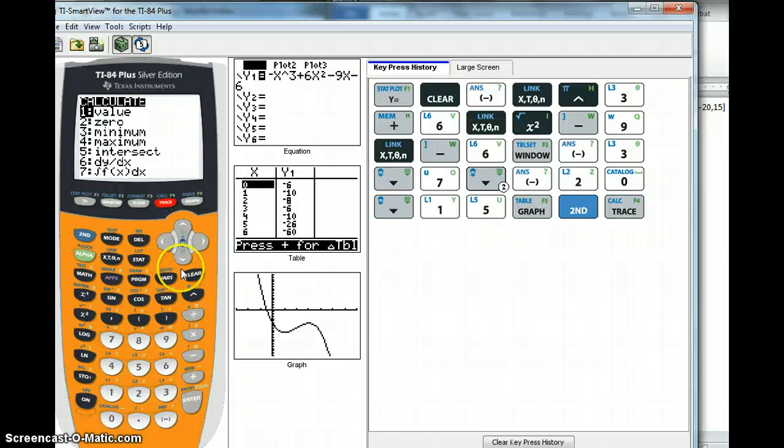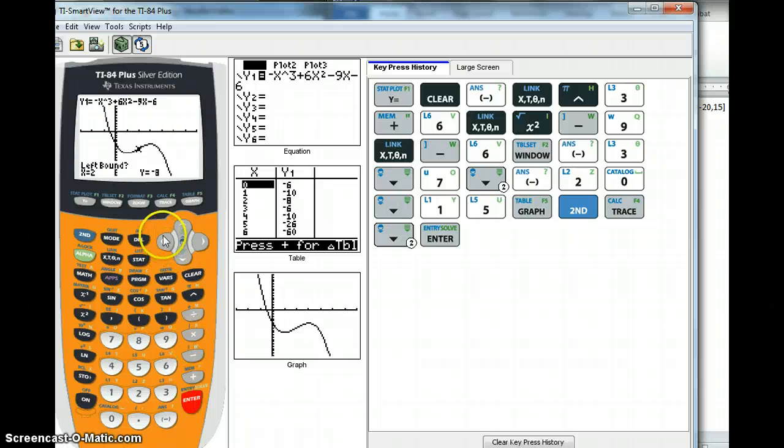So I hit second trace. We're looking for a minimum, so I go down here to number 3. Left bound, I want to pick an x value to the left of this minimum. I'm going to pick 0. So you can see it puts that arrow up here, so I'm on the left side. Now we need an x on the right-hand side, so I think 2 would be good.